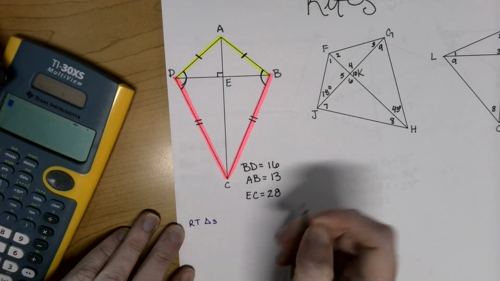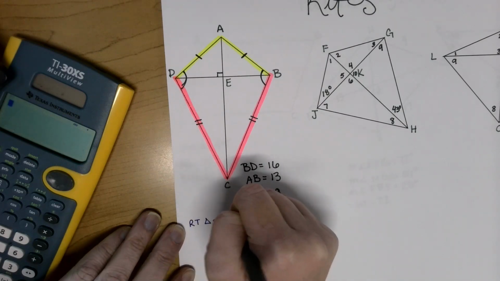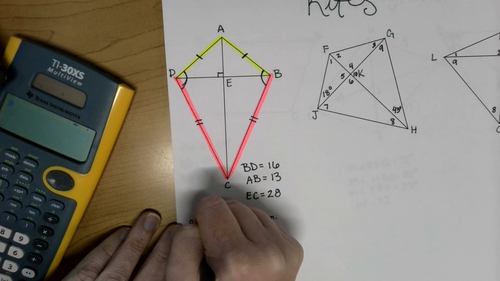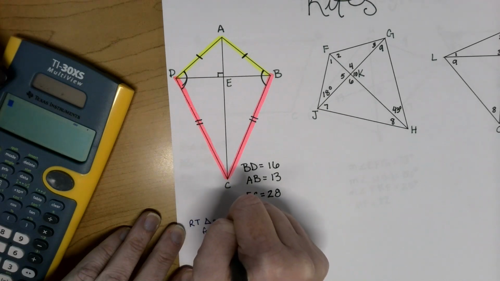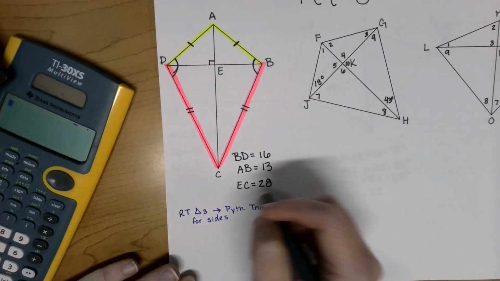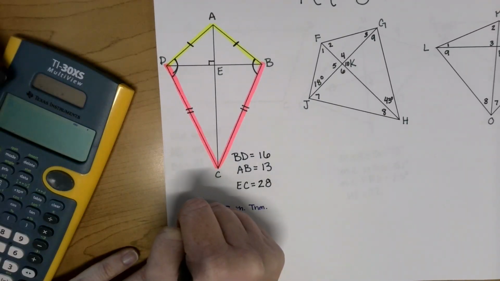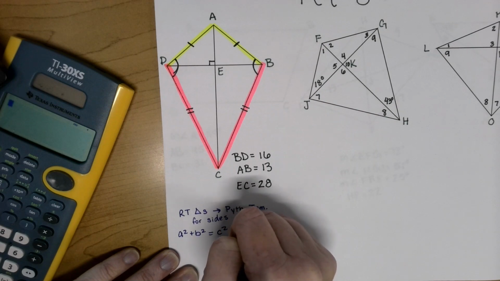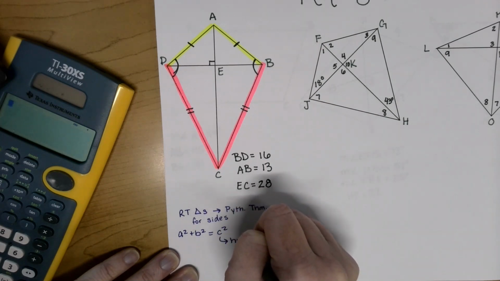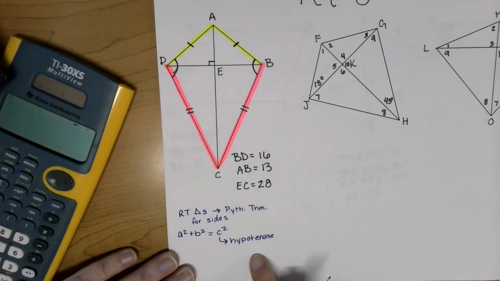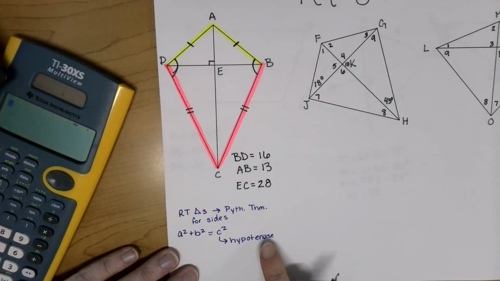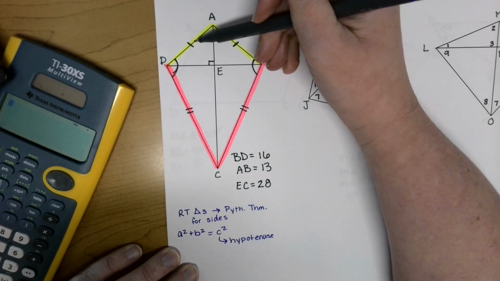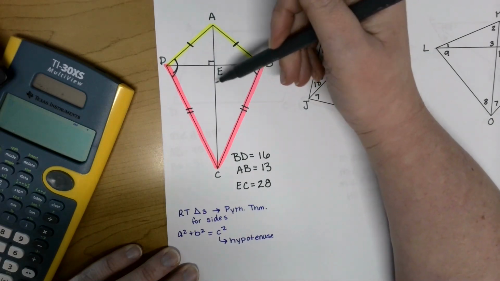So I'm going to put right triangles leads to Pythagorean theorem for sides. Okay, and if we don't remember, Pythagorean theorem is a squared plus b squared equals c squared. And c is always the hypotenuse. It will be the longest side of your triangle. It's also the one that is not touching the right angle. So if this is your right angle, this would be a leg, this would be a leg, this is the hypotenuse. Okay, if you've got a right angle here, leg, leg, hypotenuse.